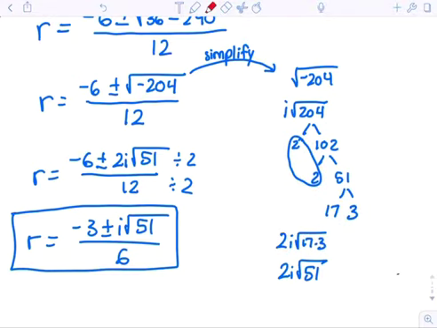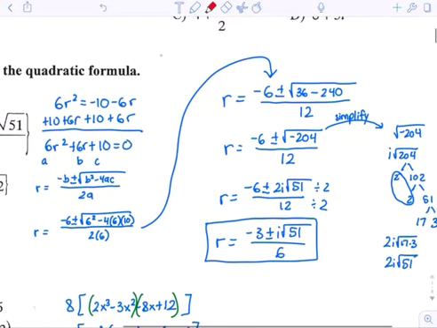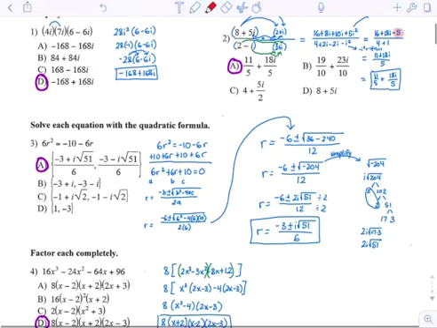Now back to the problem. Remember this, we simplified it to be this. Now, we are here. Notice that negative 6, 2, and 12 can all be divisible by 2, which is why I divided top and bottom by 2. So, negative 6 divided by 2 is negative 3, 2i divided by 2 is i, 12 divided by 2 is 6. And the radical does not get touched, so basically that is your answer. R is equal to negative 3 plus or minus i rad 51 all over 6. And that looks to be choice A.